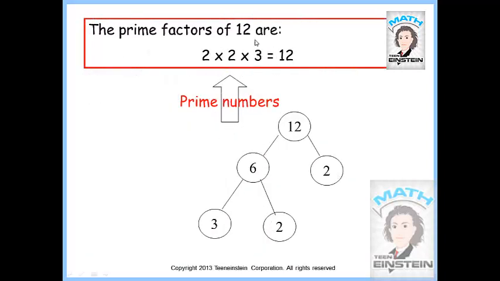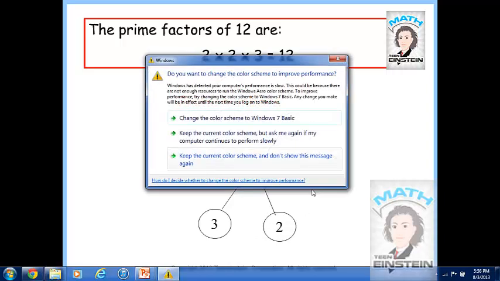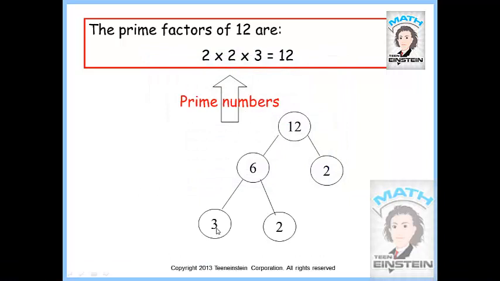Now the factors of 12 are, so first take the 12. So 6 times 2. The 2 cannot be divided further because it's a prime number. But 6 can be divided into 3 times 2. So 3 is a prime number, 2 is a prime number, and here 2 is a prime number. So these are the prime factors. The prime factors of 12 are 3, 2 and 2. So 2 times 2 times 3 equals 12. These are called the prime factors of a number. We cannot go further on this. Prime factors are always unique.